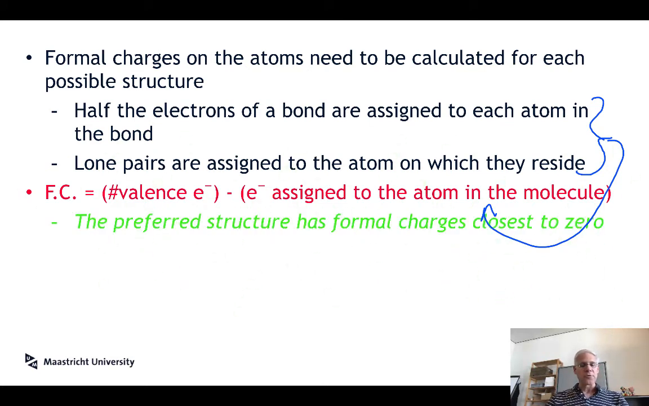Okay, and then the preferred structure has the formal charges on the atoms closest to 0. So again, you've got to calculate the formal charge for each individual atom, and they're usually 0, +1, -1, +2, -2. They don't usually get much higher than that. And so the preferred structure has as many formal charges as close to 0 as possible.